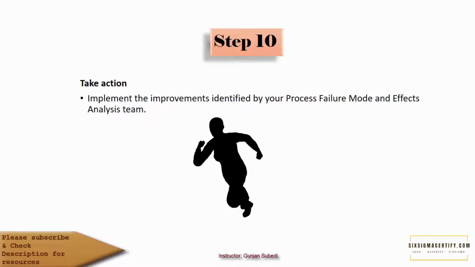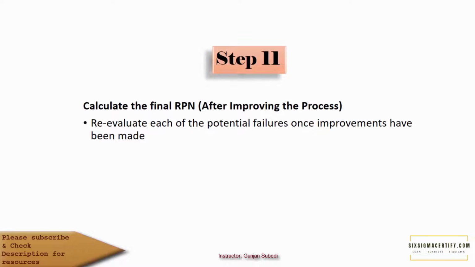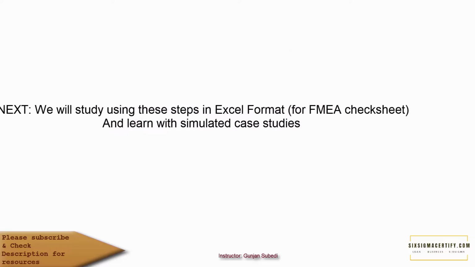We implement the improvements identified by our process failure modes and effects analysis team. We then calculate the final RPN, which is the multiplication of severity, occurrence and detection once the improvement has been made. We re-evaluate each of the potential failures once the improvements have been made and determine the impact of the improvements. This is all about the steps we undergo in failure modes and effects analysis.